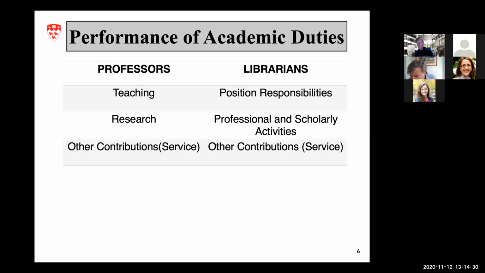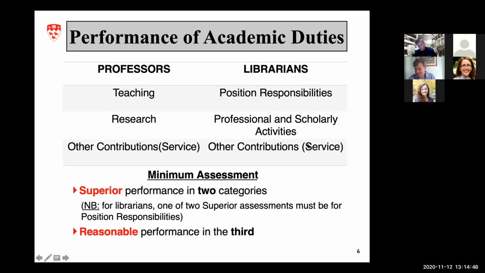All right. So the basis of tenure in regard to professors is premised on teaching, research, and service, as you know. Librarians is a little bit different: position responsibilities, professional and scholarly activities, and other contributions. One thing to stress is that the minimum assessment is superior performance in any 2 of the categories and reasonable in the 3rd.